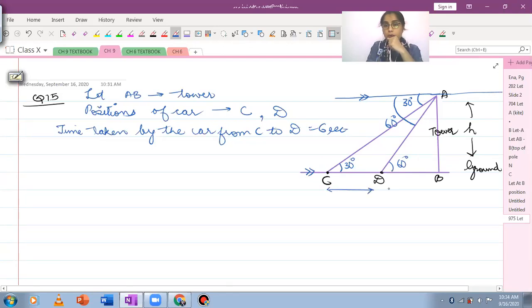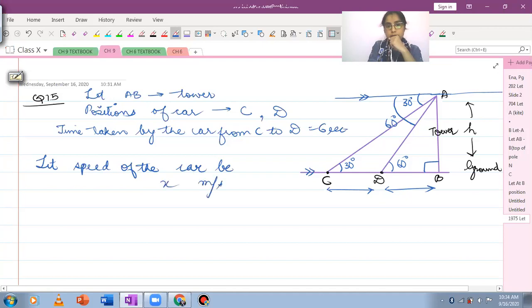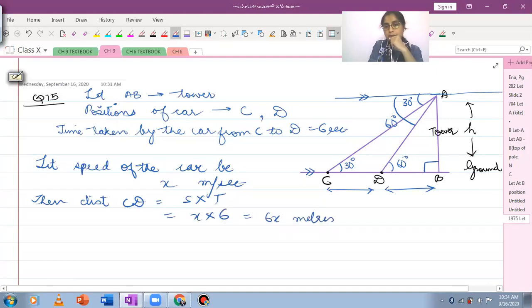And we want to actually find out CD and DB before we start with the question. And over here, we have a 90-degree angle. So to do that, I'm just going to assume the speed of the car. Then the distance CD can be calculated by using speed into time. So that will be X multiplied by 6. That will be 6x meters. We can just indicate that.